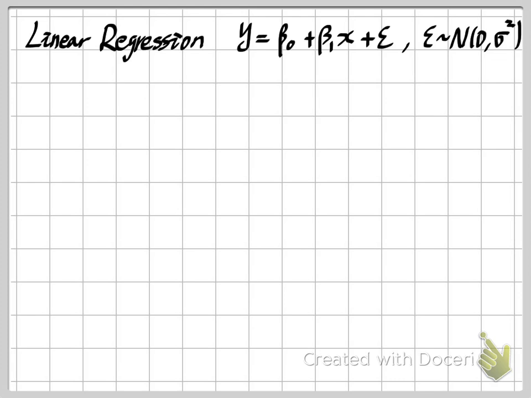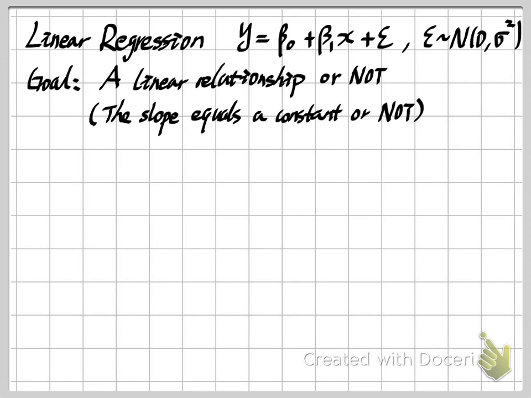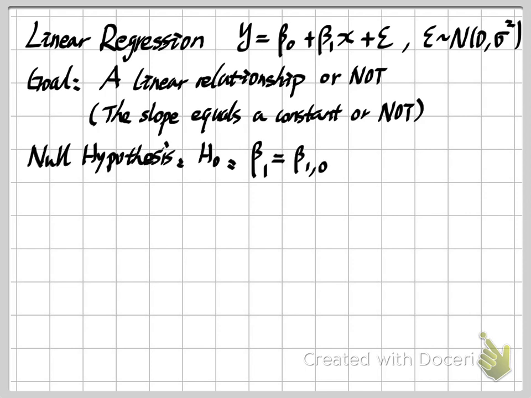This is our null hypothesis, H0. In our previous video, we already said that the null hypothesis is always an equation, and the alternative hypothesis H1 has three cases: unequal, greater than, or smaller than. Because we want to check whether our slope equals a constant or not, for our H0 this is beta 1 equals beta 1 comma 0.